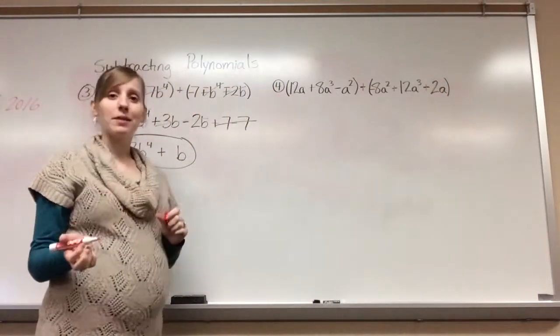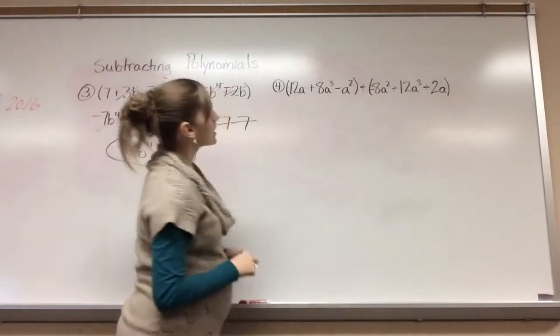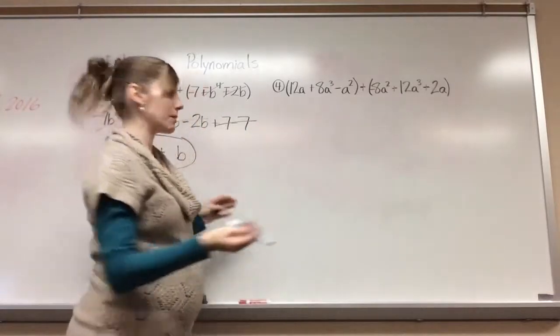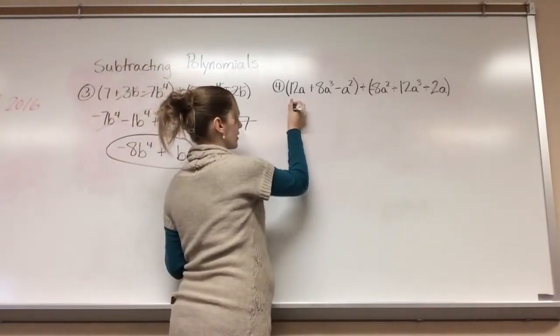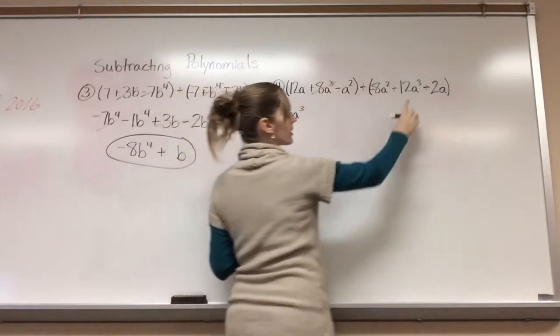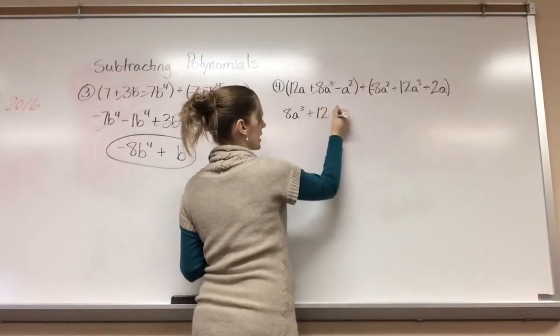After this, I can go ahead and put them in order from largest exponent to smallest. So first, if I look, my largest exponent is a to the 3rd. So that's going to be my first term, 8a to the 3rd. I do have another exponent of 3, my plus 12a to the 3rd. So I will bring that down next.